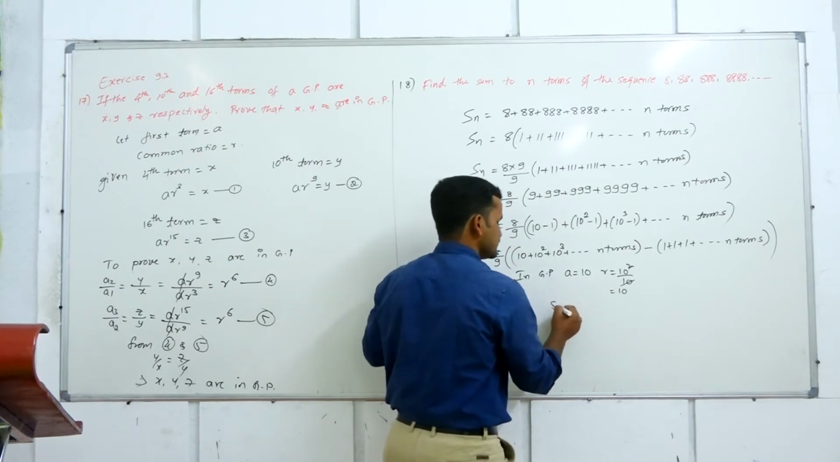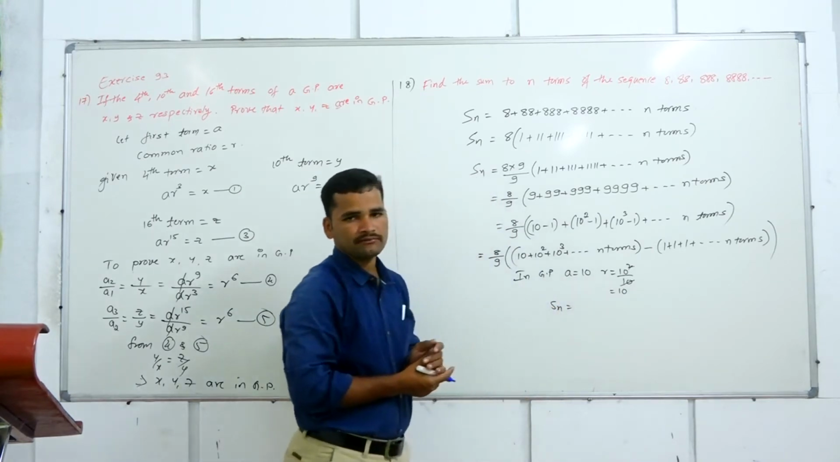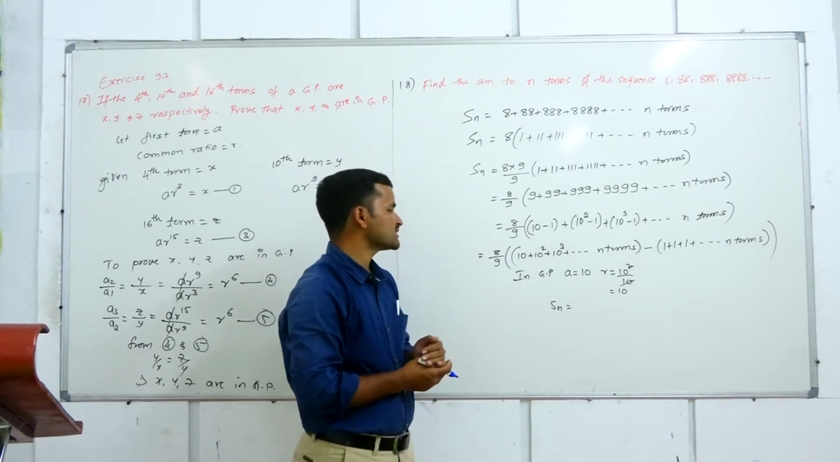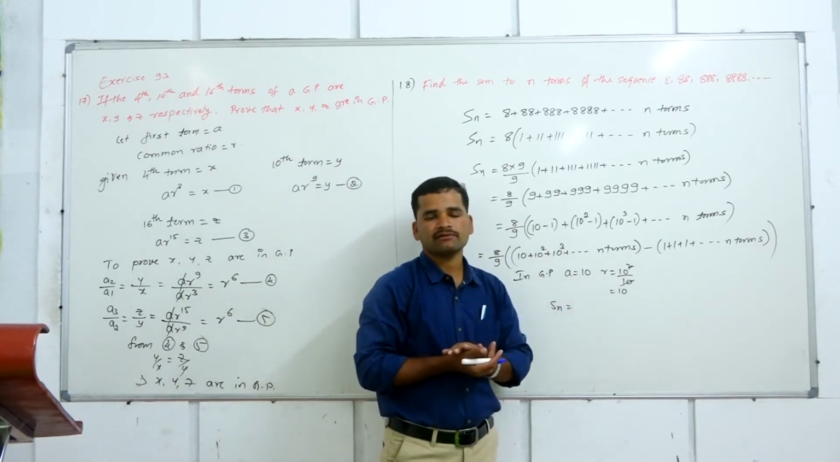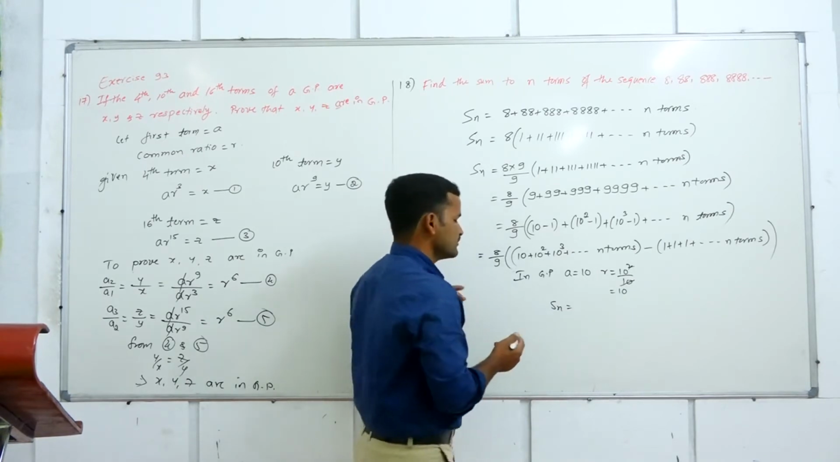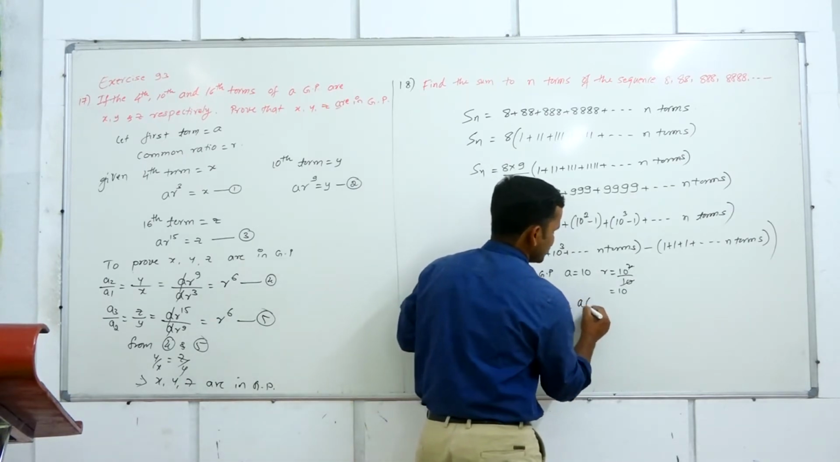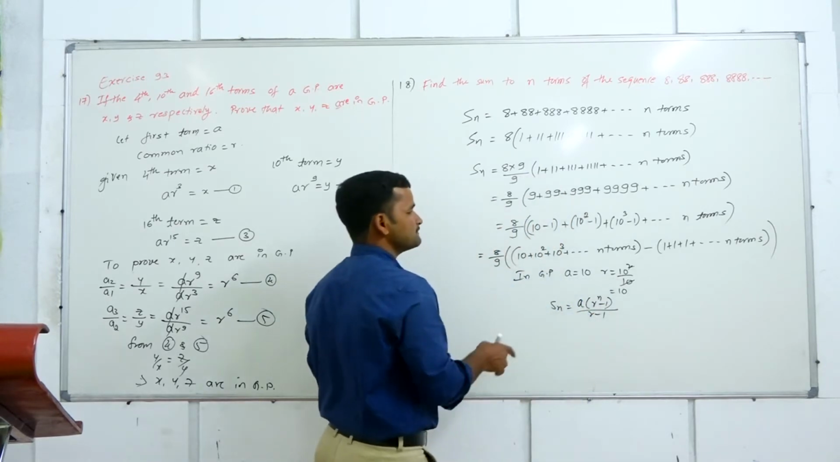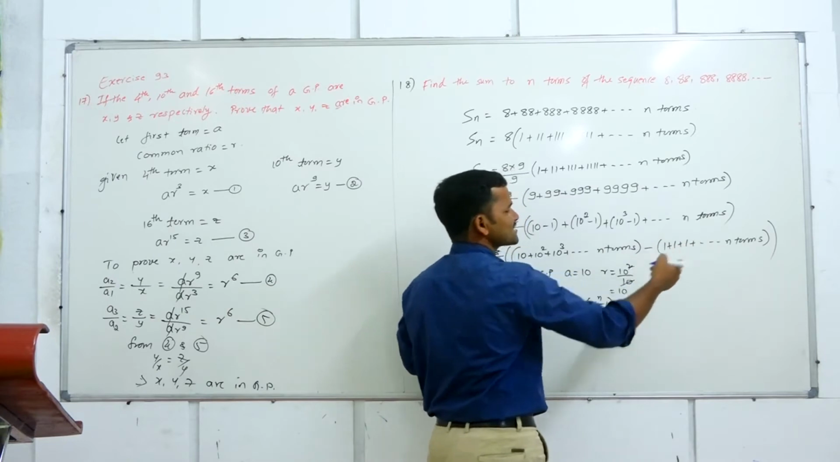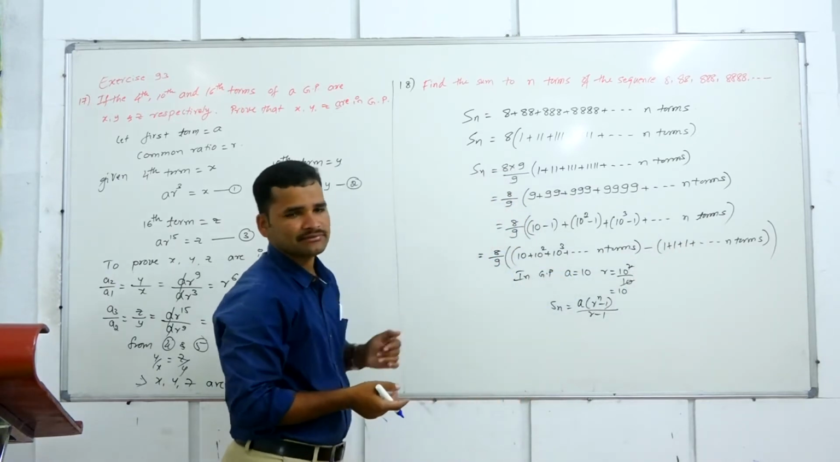And what about the Sn? Sn, 3 formulas we have. Which one to use in that? R value you observe, R value is 10, means more than 1. When R value is more than 1, you use the formula Sn is equal to A into R to the power n minus 1 by R minus 1. Okay. What about this? 1 is getting added n times. We will write that one as n.